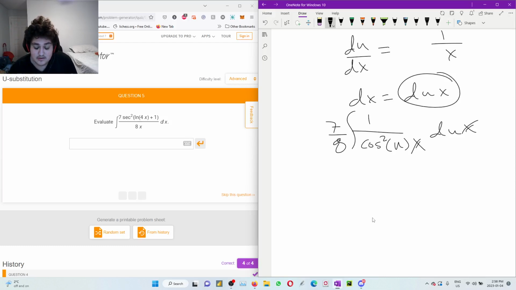How do we integrate this? That's a good question. So in general, when you have 1 over something, the answer is going to be ln of absolute x. But in this case, we have this cos squared u. So this is interesting. Yeah, I'm not really sure how to integrate this.